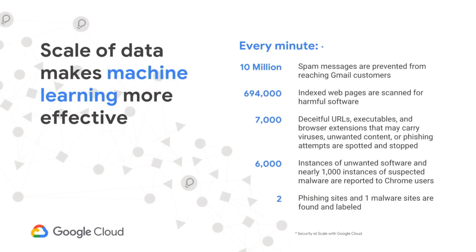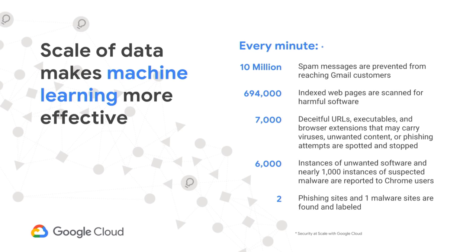A couple of other interesting things we're doing with machine learning. These are some new stats. We actually just published these a couple weeks ago. Every minute, we're at 10 million spam messages prevented from reaching a Gmail inbox. Okay, 10 million per minute, right? This is a huge number. And again, this is based on that machine learning with 99.9% accuracy rates.